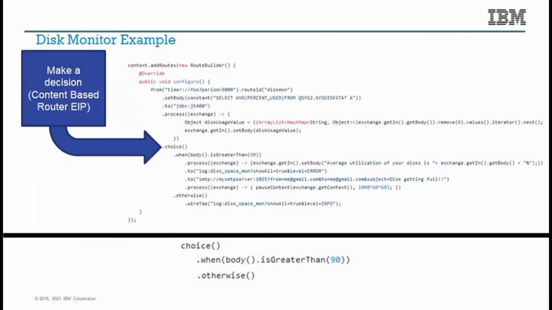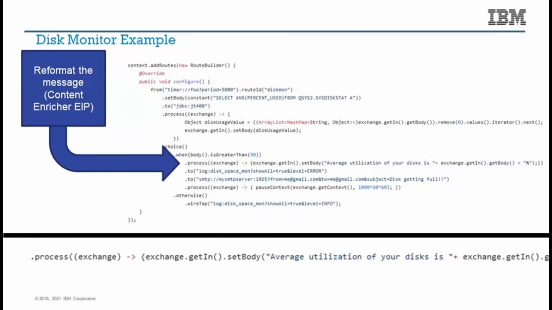Which means I can easily start making choices. And this is that content-based router that I showed you earlier in the presentation, right? And so I make a choice and I say, hey, when body disk usage is greater than 90%, do this set of activities that I'll show you in a second. Otherwise, it just drops down into logging something, right? So it's basically an if statement right down into this Camel route, right?